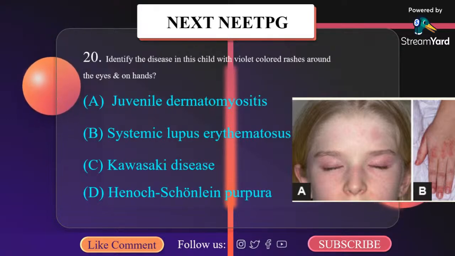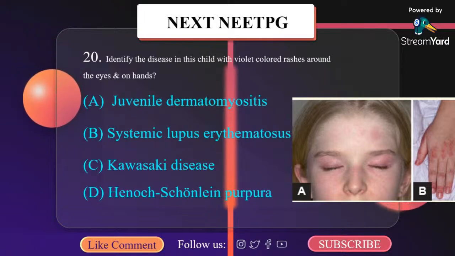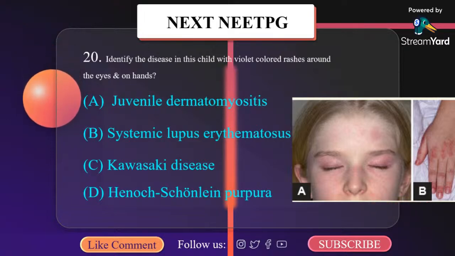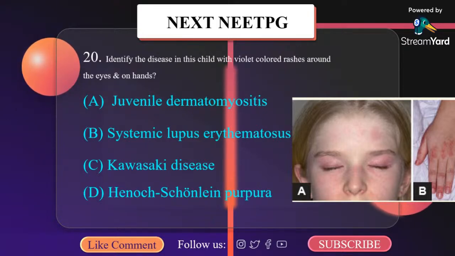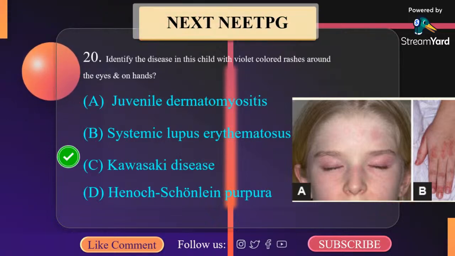Anti-nuclear antibody is present in more than 80% of children with juvenile dermatomyositis. Myositis-specific antibodies such as anti-Jo1, anti-Mi2, anti-P155, anti-NXP2 are seen. Muscle biopsy shows evidence of disease activity and chronicity. Electromyography shows signs of myopathy. So the correct answer here is Kawasaki disease.